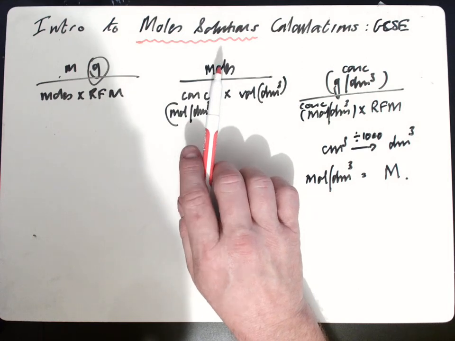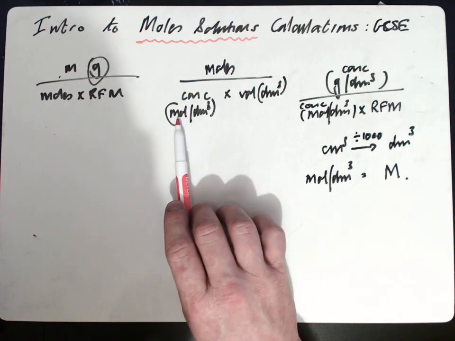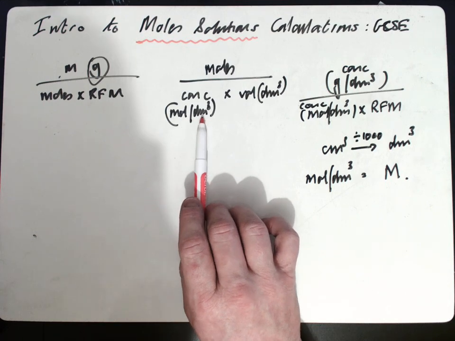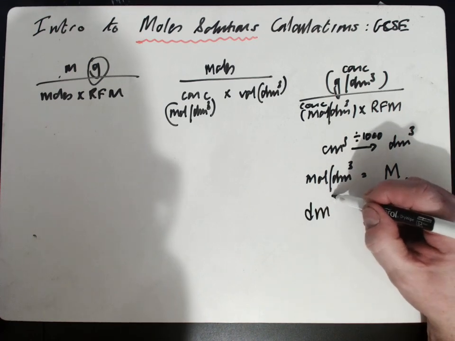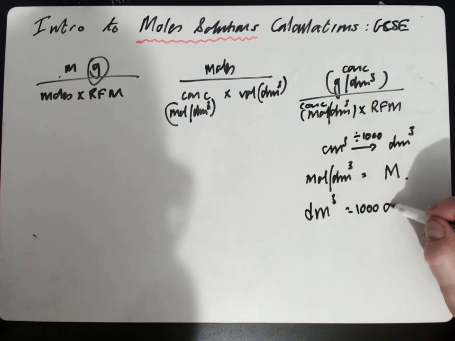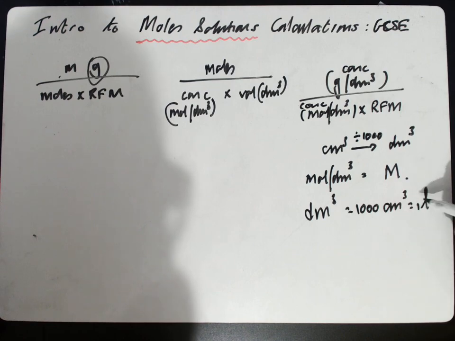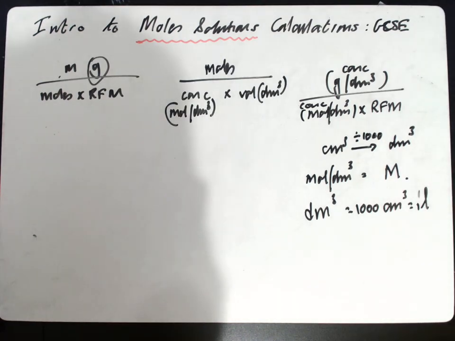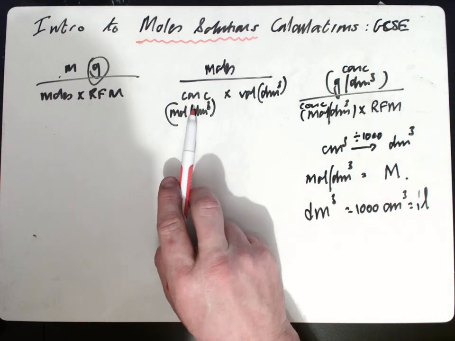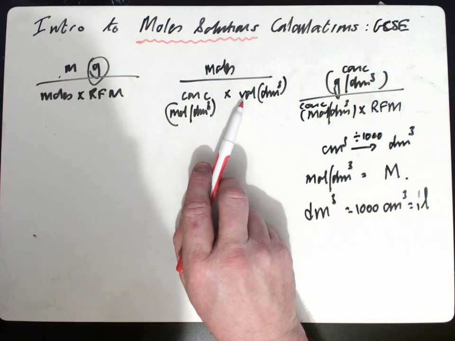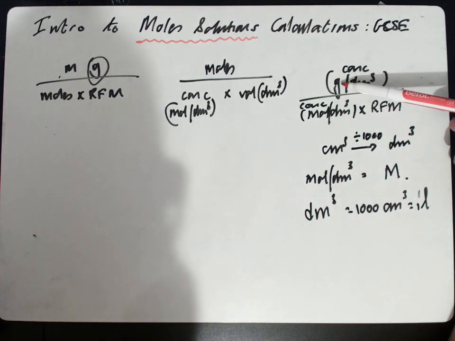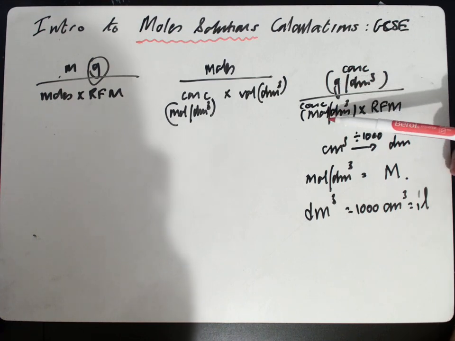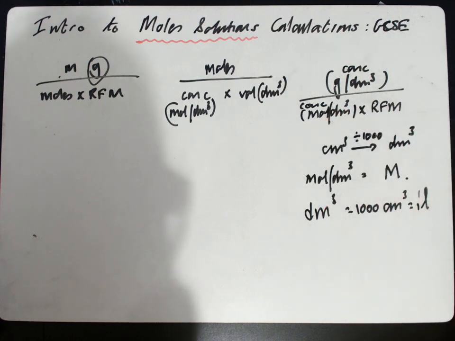You then have a new one, which is moles equals, this time, concentration, in which the units are moles per decimeter cubed. Decimeter cubed, for those who aren't quite sure, is 1,000 cubic centimeters, which is essentially the same as 1 litre. So concentration equals moles divided by volume. And then we have another unit of concentration, which is grams per decimeter cubed, basically the mass of something dissolved in it, and that is equal to concentration in moles per decimeter cubed multiplied by the RFM.